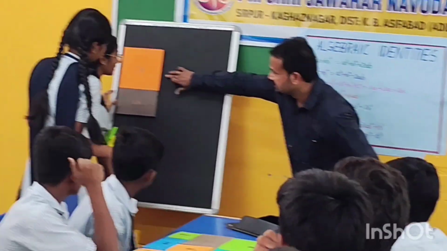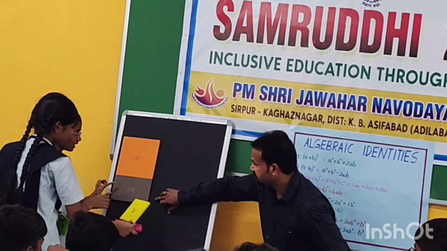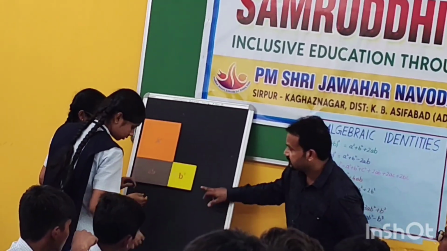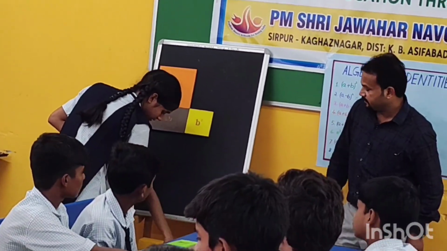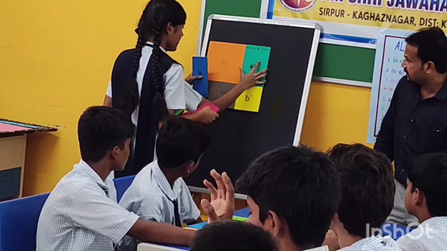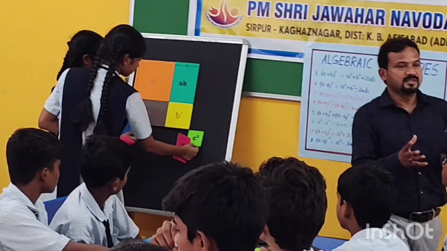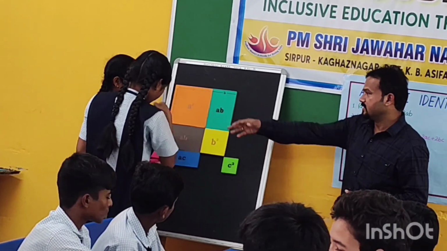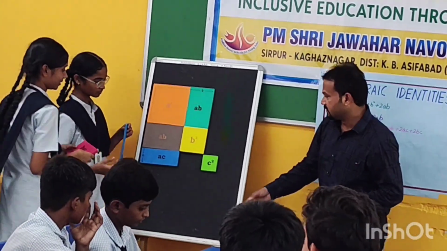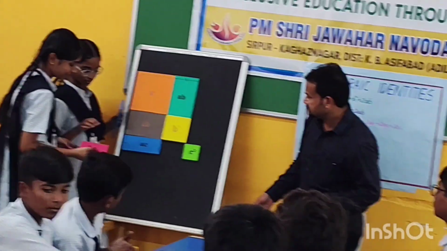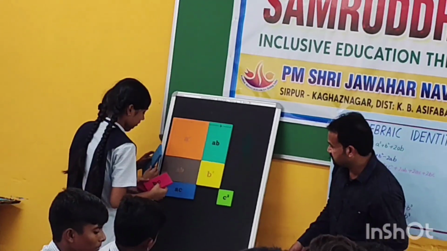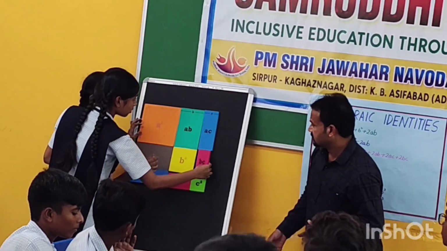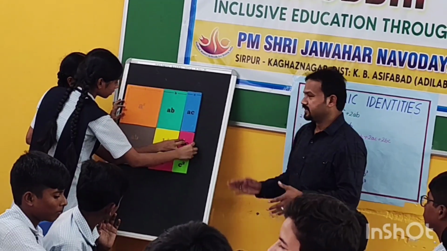Tell what is this? Okay. This is okay. AB plus AB. Okay. And they are putting this. Let them also see. Where is BC? Okay. Good. So very good. Class one.